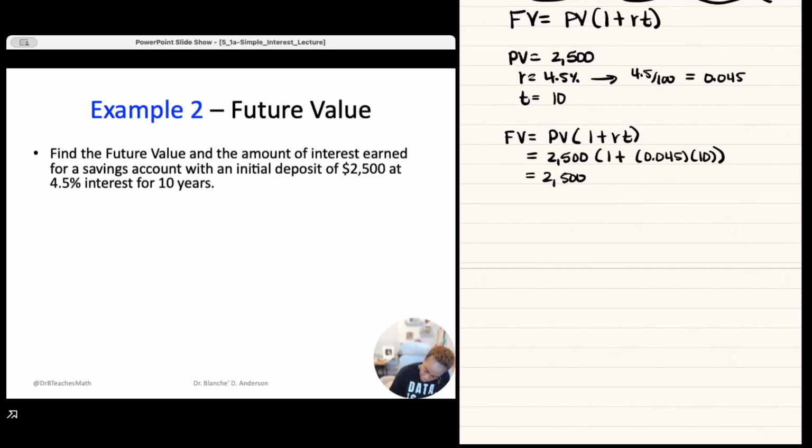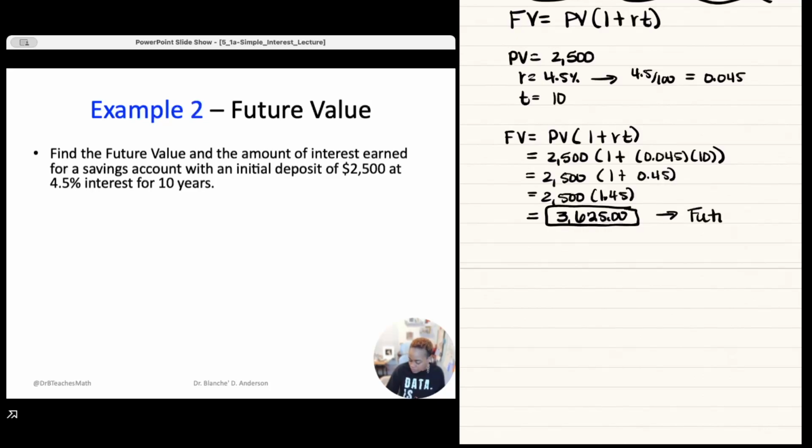Y'all know me, I'm going to show you all the steps. When you do this first, do that first. That becomes 0.45. So 1 plus that, 1.45. And then when you put that in your calculator, you should get $3,625. That's the future value. That means that's what you're going to end up with at the end of 10 years.